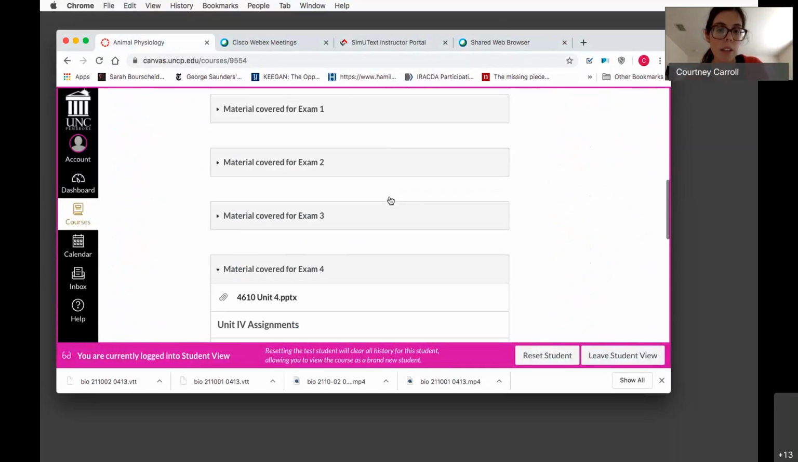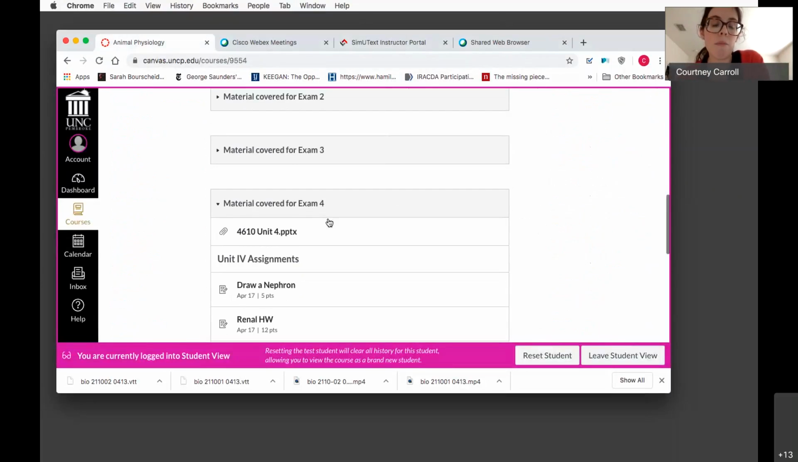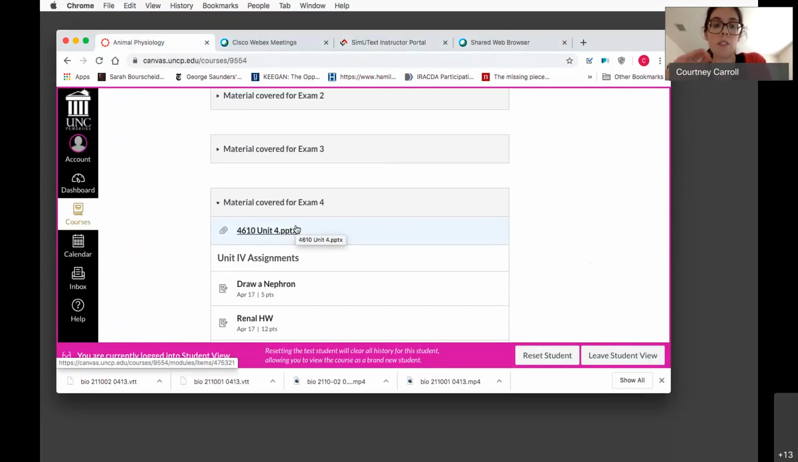If you go all the way down here to material covered for exam 4, I have first the PowerPoint that I'm going to be using. These are all the slides for the whole unit. So if at any point you want to go back and look at the slides again or follow along, however you like to learn, those are going to be right there.